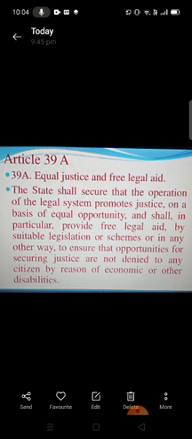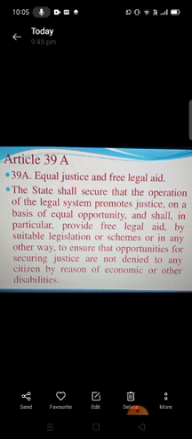And Article 39A also tells about equal justice and free legal aid. The state shall secure that the operation of the legal system promotes justice on a basis of equal opportunity, and shall, in particular, provide free legal aid by suitable legislation or schemes, or in any other way, to ensure that opportunities for securing justice are not denied to any citizen by reason of economic or other disabilities.